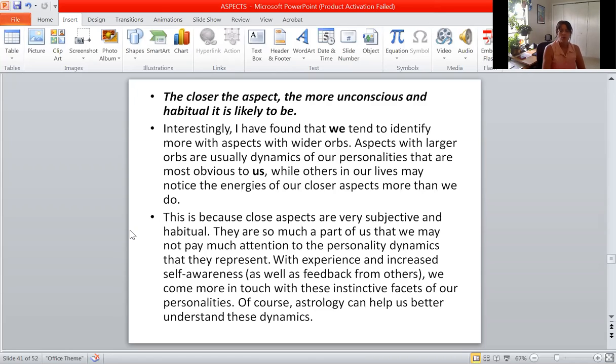They are so much a part of us that we may not pay much attention to the personality dynamics that they represent. With experience and increased self-awareness as feedback from others, we become more in touch with those instinctive facets of our personalities, those knee-jerk things that we don't really realize until somebody points that out. Of course, astrology can help us better understand these.